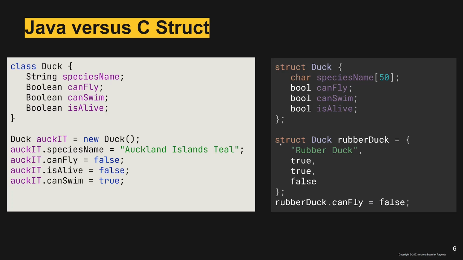Something similar over here, we must define a variable that will take on the format of the struct. And so we have struct duck, notice both of them, and then the variable name rubber duck equals, and then we give it the values that we want to give it. And then rubber duck can fly equals false. We can set down here the variable values of rubber duck one at a time as well. So when we instantiate or create the struct variable, we can set them all at once. We can also optionally do it one at a time.